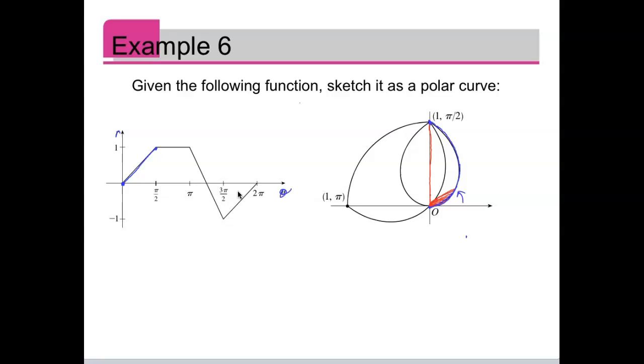All right. So let's talk about what's going on in the second quadrant, between pi over 2 and pi. So here, my radius is just a constant of 1. As my angle increases between pi over 2 and pi, my radius is just a constant of 1. Remember that we said that when your radius is a constant, what you get is a circle, right? So in that quadrant, we're basically just going to have a quarter circle with a radius of 1.